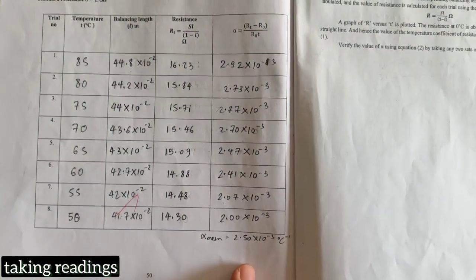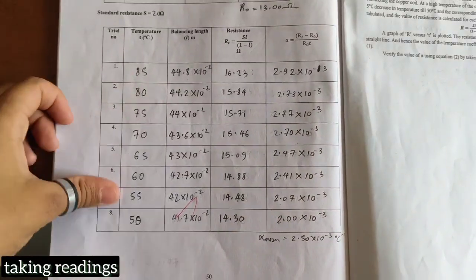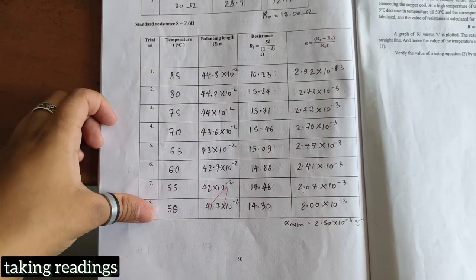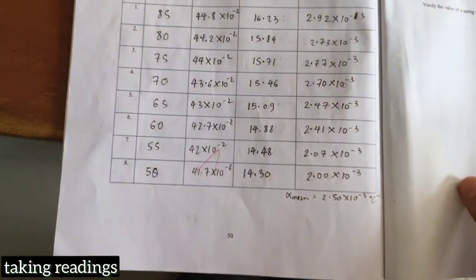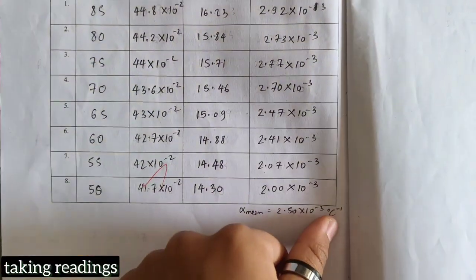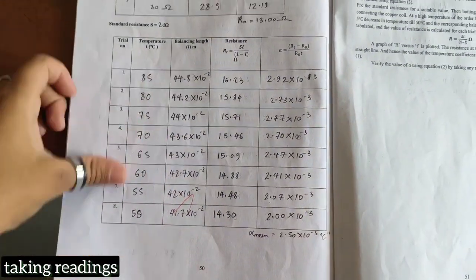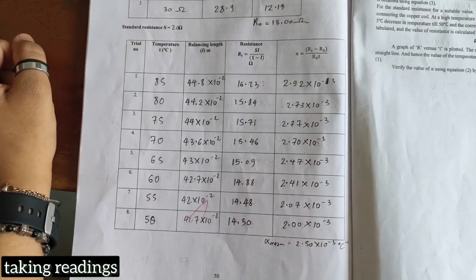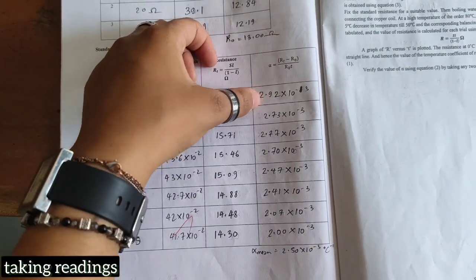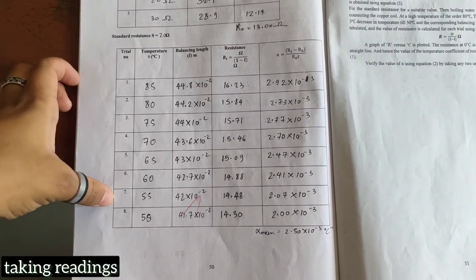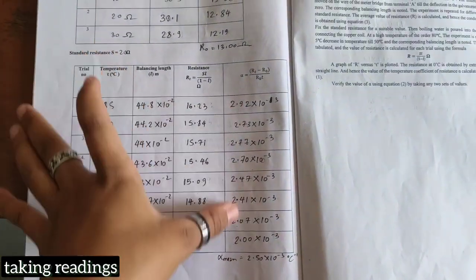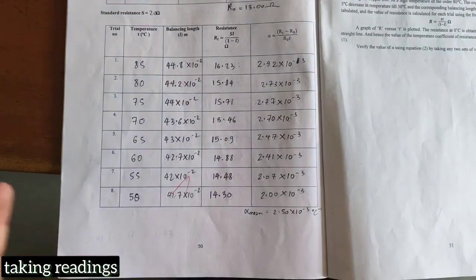So this is in degree Celsius. We do not need to convert it to Kelvin because the alpha is in degree Celsius. That's the unit of your alpha. So that's why we're not converting temperature to kelvins. So this is what you'll be finding, alpha for each of the temperatures. And when you're done with all of them, you find the mean of alpha, which is your theoretical alpha.